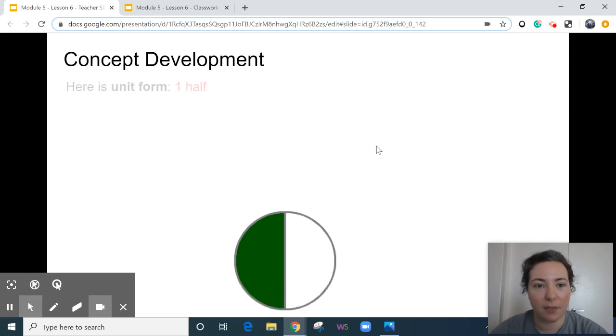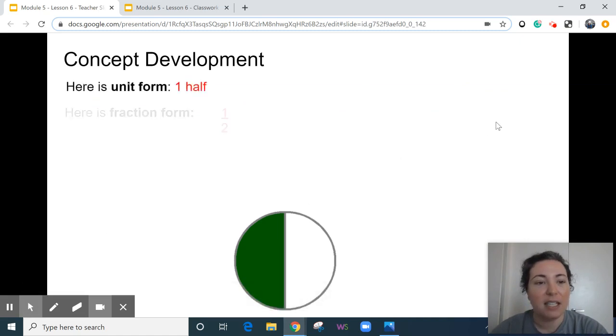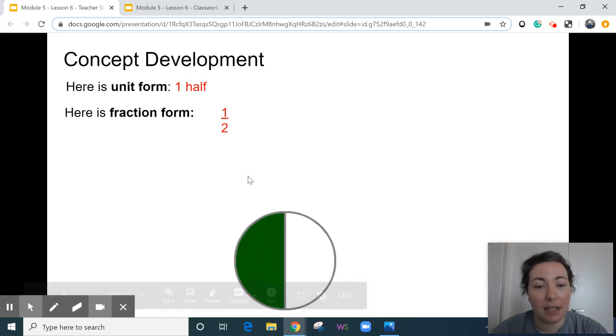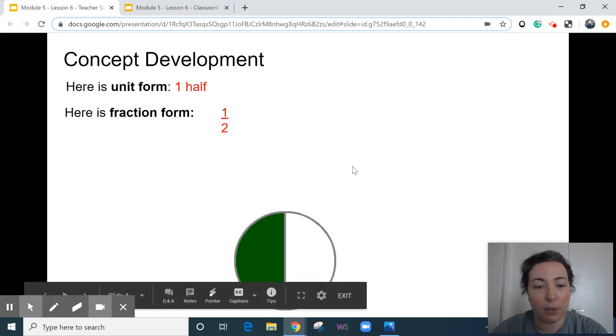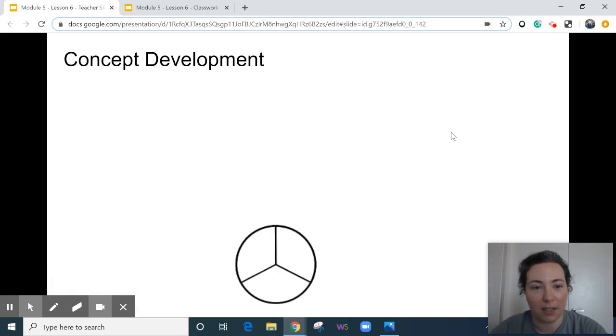So here's our concept development part. Here is the unit form 1/2. This should look very familiar to you by now. Here is the fraction form 1/2. Again, we've got our numerator. That's the part that's shaded in this case. And the denominator tells us that there are 2 equal parts in this shape. 2, again, is 2 equal parts. The 1, we're talking about 1 of the equal parts.